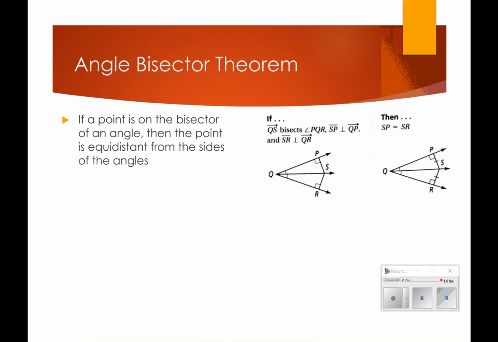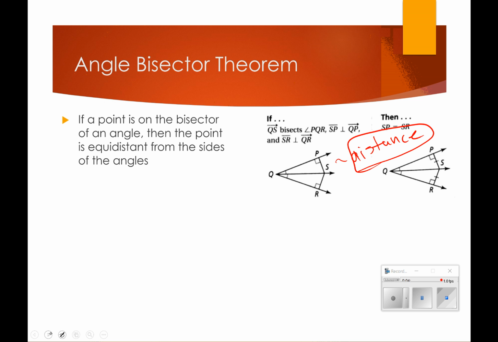Okay, so if QP bisects angle PQR, and we've got SP perpendicular to QP and SR perpendicular to QR, which we have, then we know that those are congruent. And we actually say that the distance from a point to a line is the perpendicular distance. And we'll talk about that in another unit, but just be ready for that. Give you a little heads up.